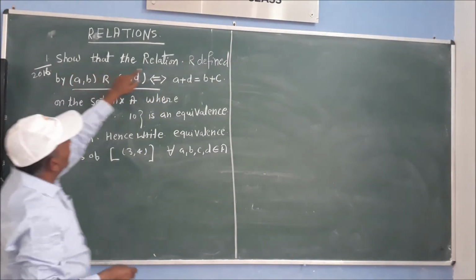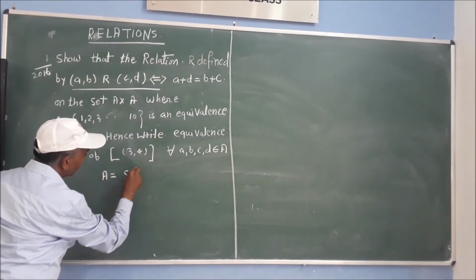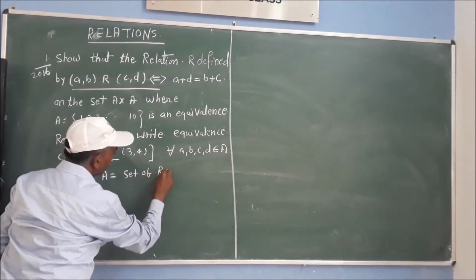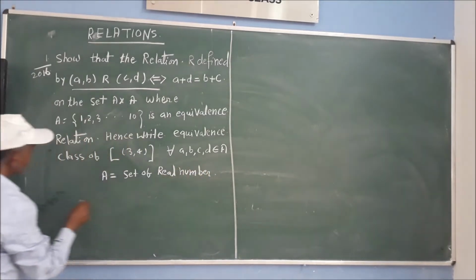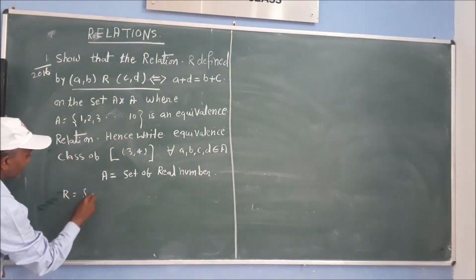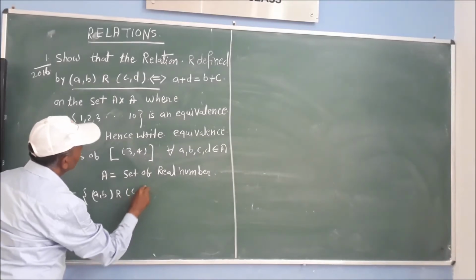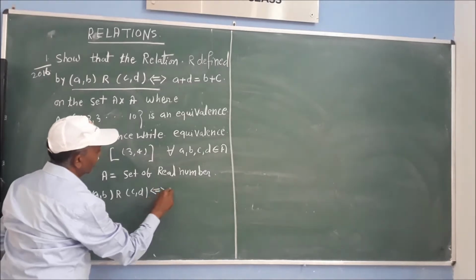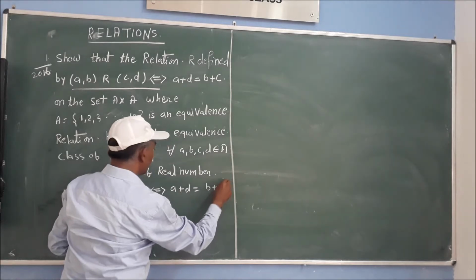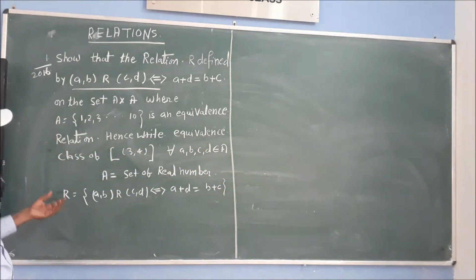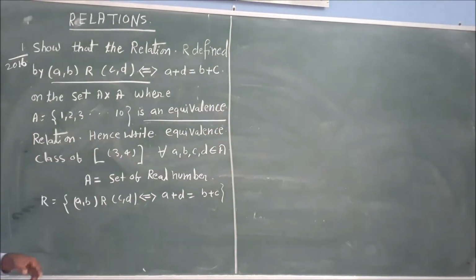The set is defined on R. A is the given set of real numbers. The relation given is R: (A, B) related to (C, D) if and only if A plus D is equal to B plus C. It is given in the question. So we have to check that this relation is an equivalence relation, and we have to show that it is.